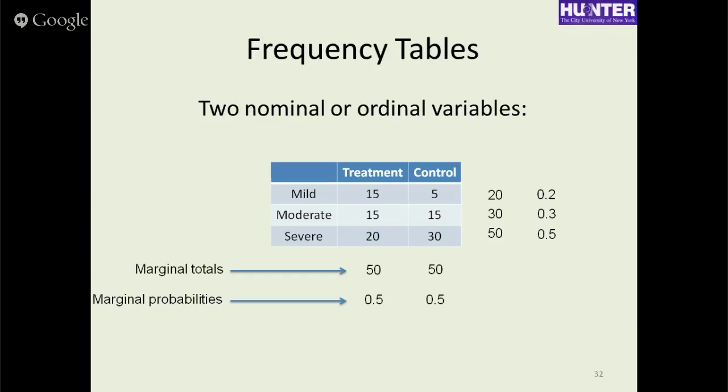I keep getting a little bit ahead of myself, forgetting to advance the slides, but there they are, the marginal totals and the marginal probabilities, being 50 over 100, 0.5. So the marginal probability of having received the treatment in this fictitious clinical trial is 50%. And the marginal probability of experiencing mild pain is 20%. And that's regardless of whether you receive the treatment or the control.